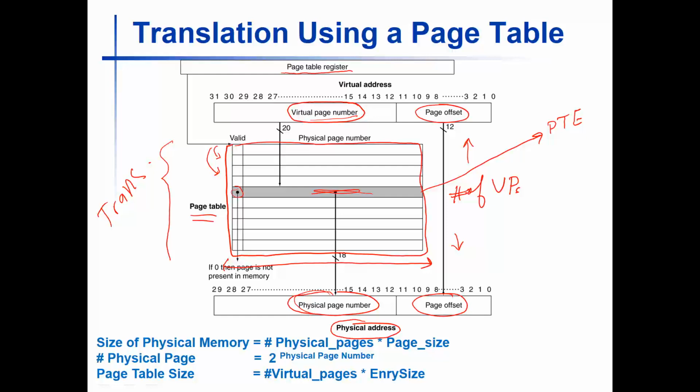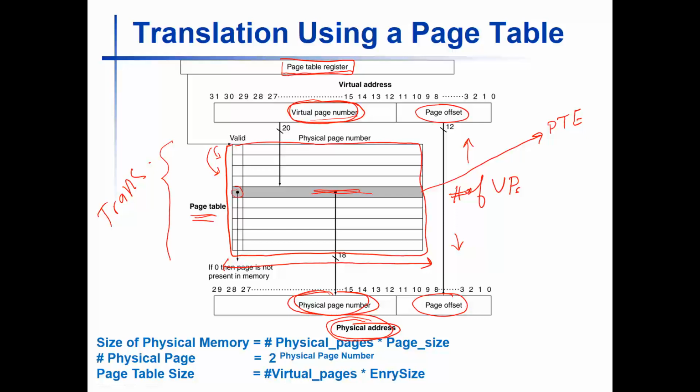So again, this page table provides the translation from the virtual page number to the physical page number, so that I can produce the physical address. And the pointer to this page table in the main memory is saved in a page table register inside the CPU. Okay, that's good. What else do I have?